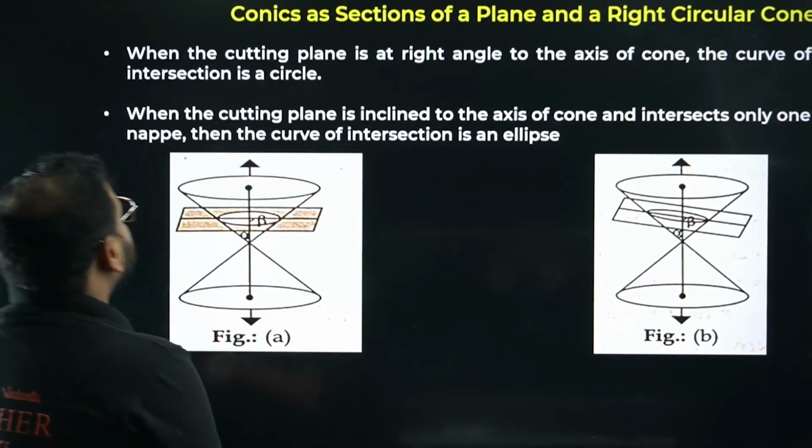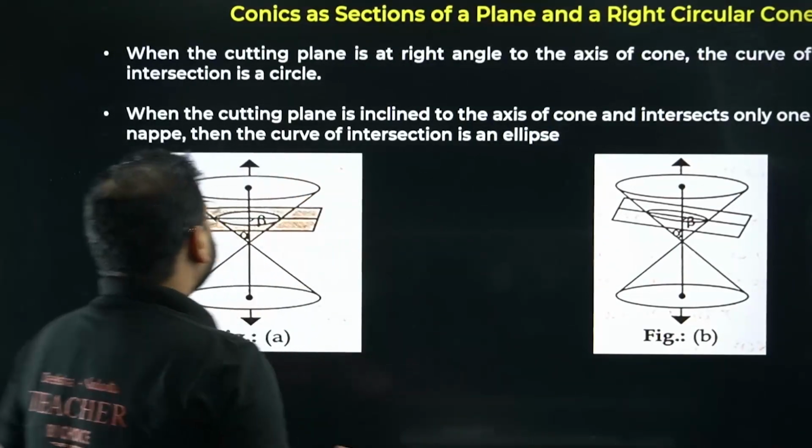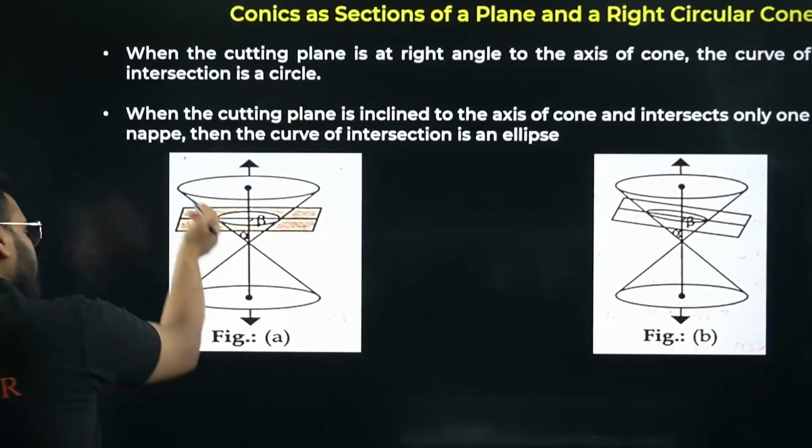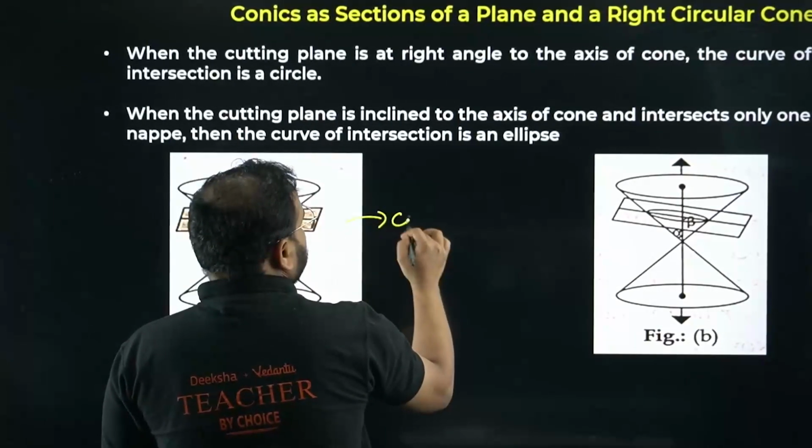Okay, now if you look at the first one, which is going to be circles and ellipse, check this out. Conics as sections of a plane and a right circular cone. So how do you make a plane? You take the plane like this, and when you take it perpendicular to the double napped cone in one of the sections, what do you get? You get this as a circle.